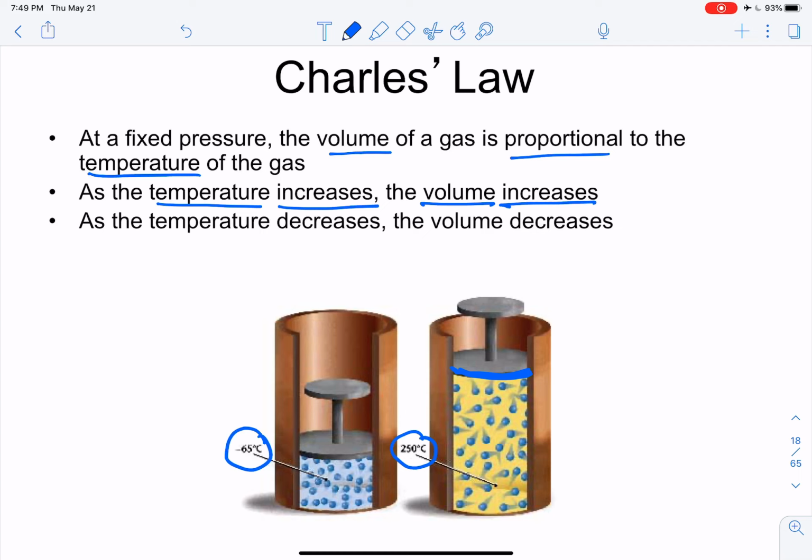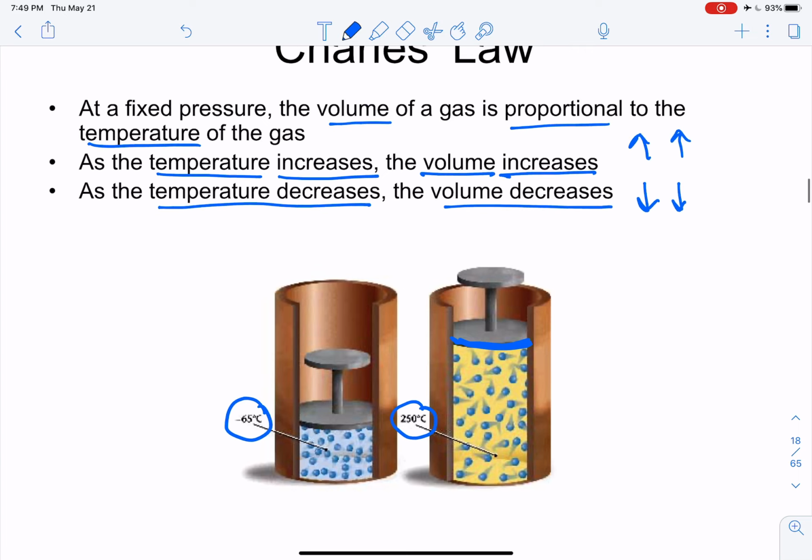So if we have a temperature increase, we also have a volume increase. And if we have a temperature decrease, we also have a volume decrease. So if one thing goes up, the other thing also goes up. And if one thing goes down, the other thing also goes down. So again, they're directly proportional.